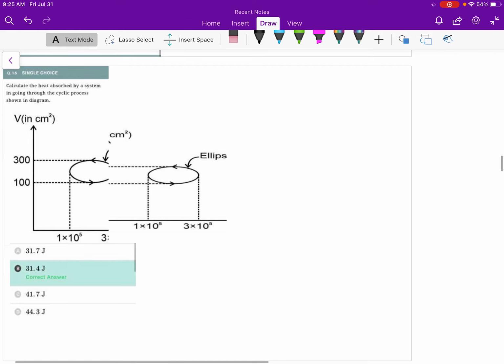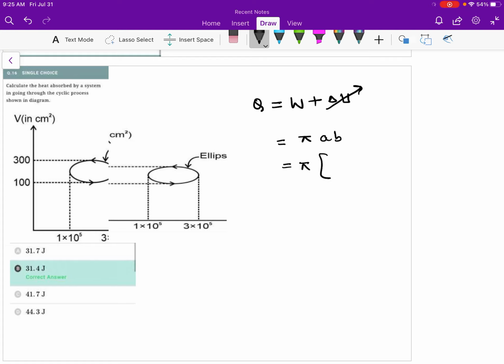Calculate the heat absorbed by a system going through the cyclic process given, an ellipse. So heat absorbed Q is equal to W plus delta U. In a cyclic process, delta U is 0, so Q is W. Since this is an ellipse, the area is pi AB.